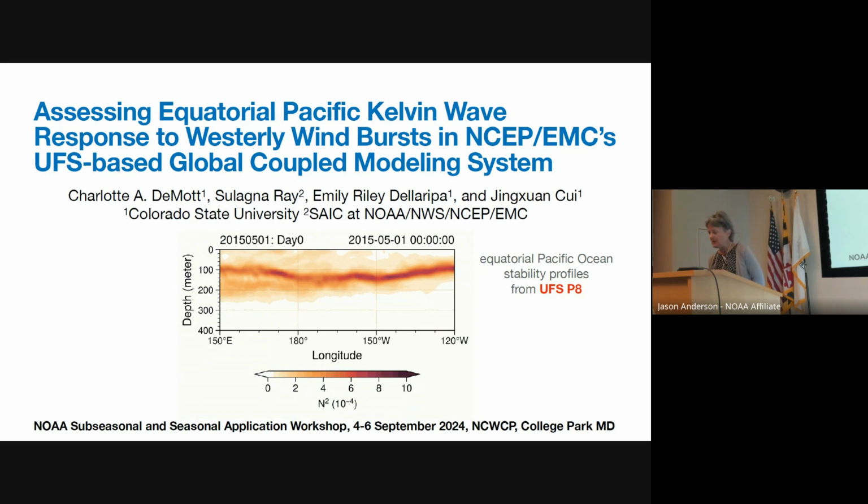What I'm showing you here in this figure is a vertical cross-section along the equatorial Pacific showing the stability profile, or the N-squared. You can see, of course, this maximizes near the thermocline, and you can see the beginnings of an equatorial Kelvin wave propagating along the thermocline here. Jingshan has animations of these events if you'd like to see a nice illustration of that.